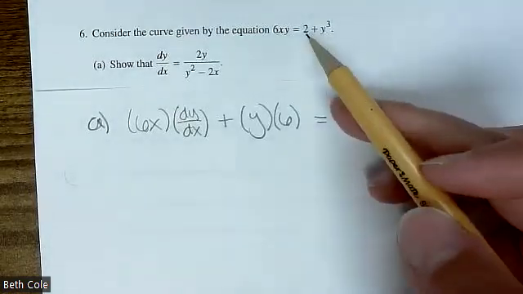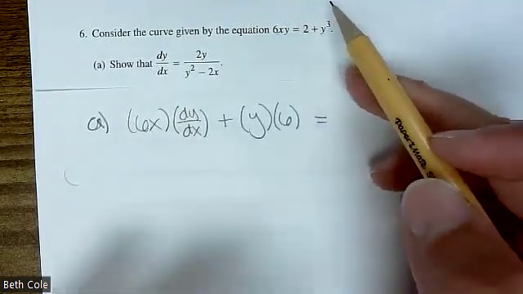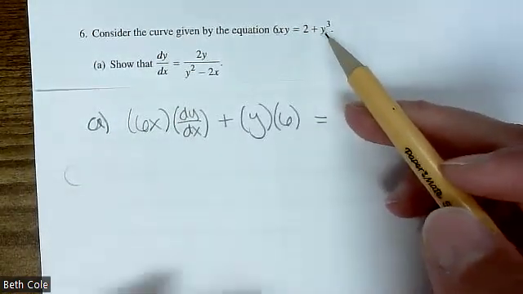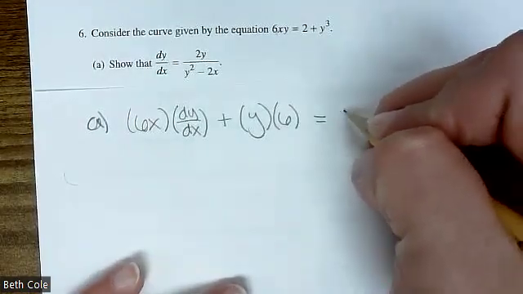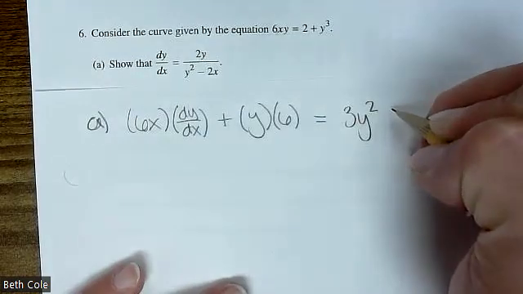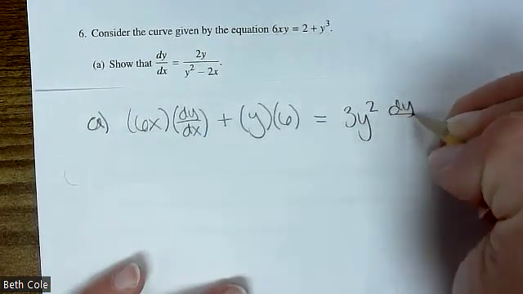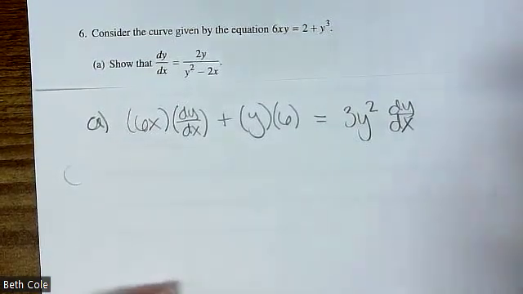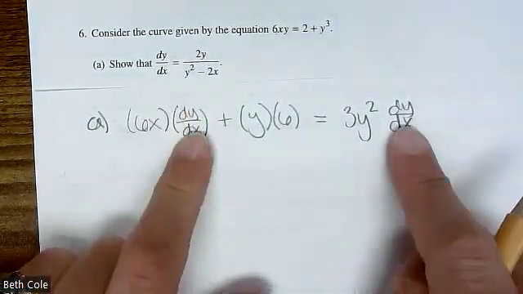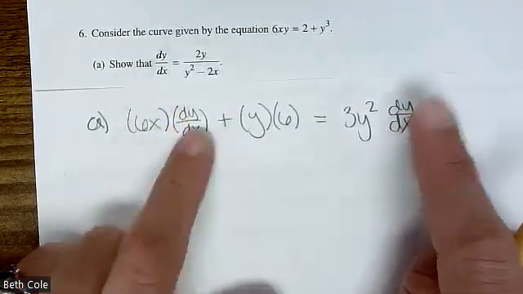Equals derivative of 2, nothing, 0. I guess you could put 0. Plus, and then what would the derivative of y cubed be? 3y squared dy/dx. Good, nice save. Now, the calculus is done. Now you're going to do algebra. It's a more difficult one because there's two dy/dx's.